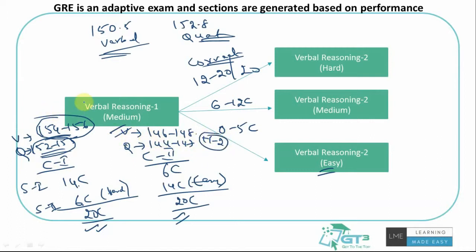If I get the same number correct in quant as compared to verbal, I'll get 1 to 2 points less in quant. Or if I get the same number of questions correct, I'll get 1 to 2 points more in verbal as compared to the quant. So the key point here is I should at least get 6 to 7 correct in the verbal, so that I get a medium on the hard section and I avoid the easy section. So I'll have a better score in my verbal section as well.